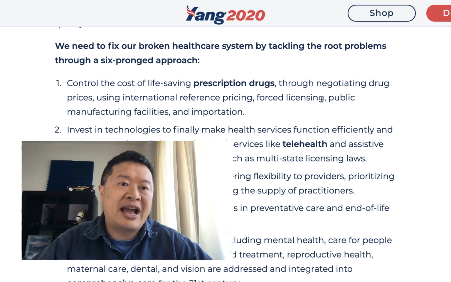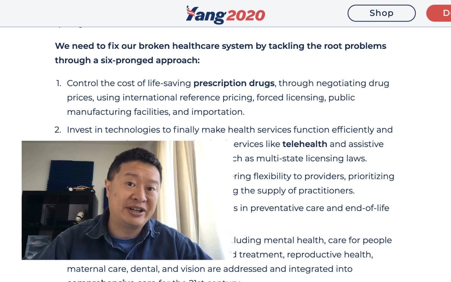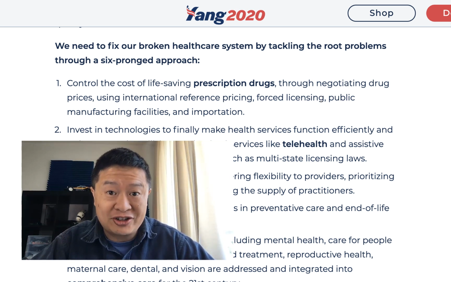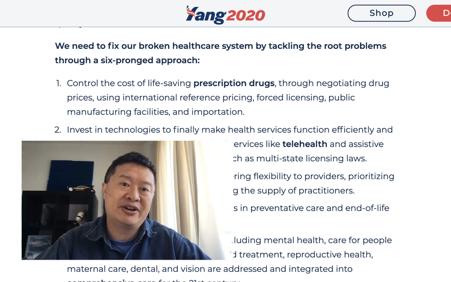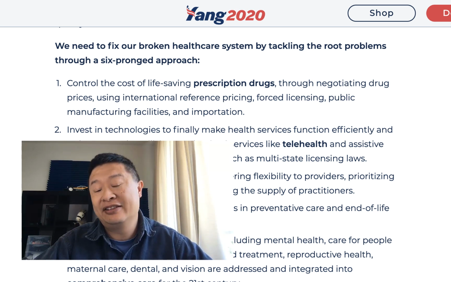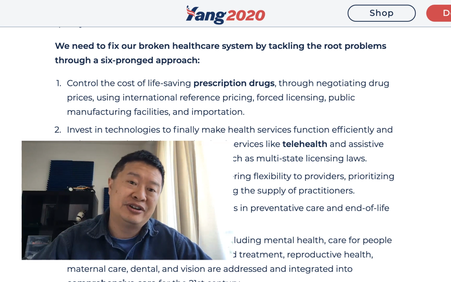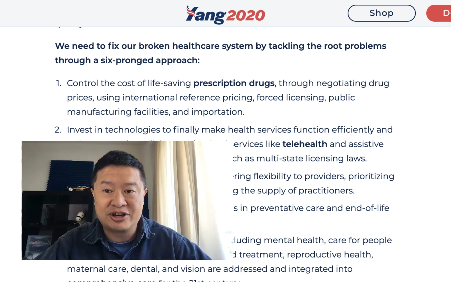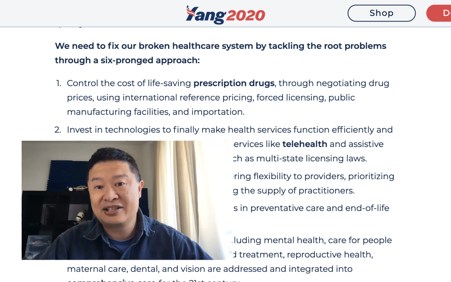We'll also look at some facts about how the American healthcare system works today. We're also going to have 12 amazing charts about the state of American healthcare. And then finally, we'll do a quick comparison of the American healthcare system versus some other developed countries. With that, let's start with Yang's healthcare proposal.